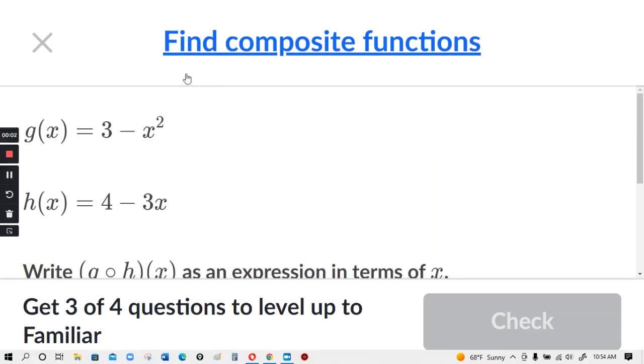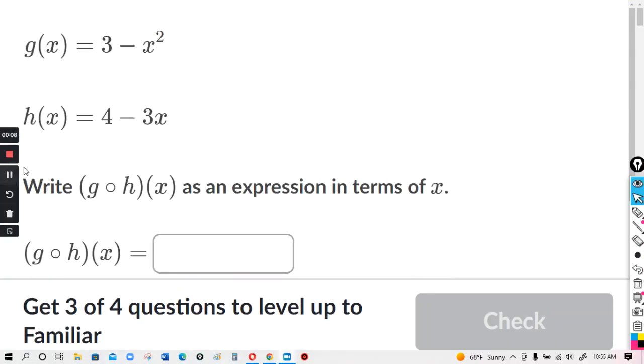This will be for the con exercise, find composite functions. Okay, they gave us two functions, g of x and h of x. And recall this little O symbol. You substitute the word of, so we read this as g of h of x. So they want us to write g of h of x as an expression in terms of x.